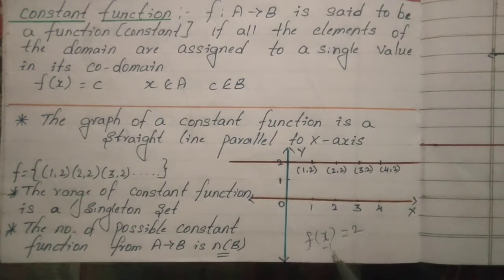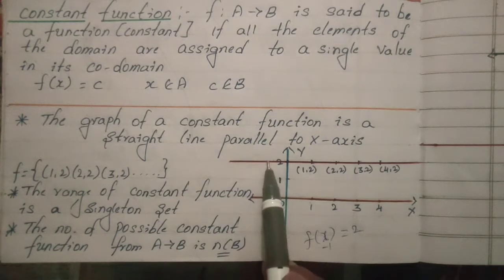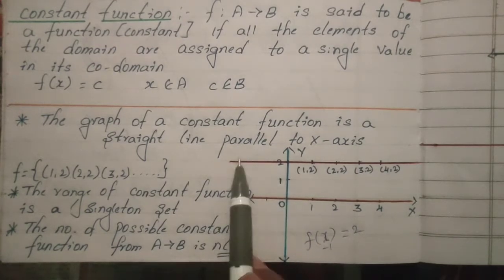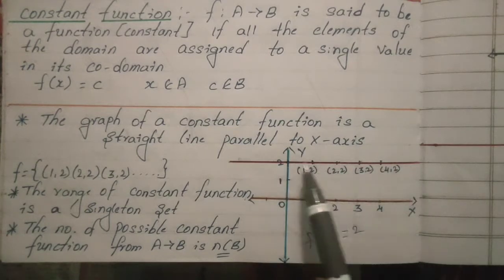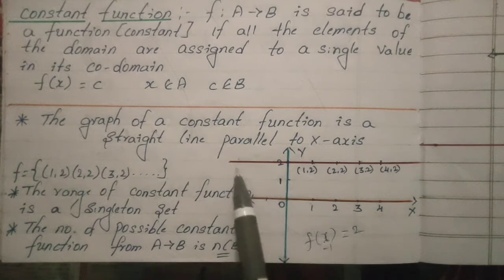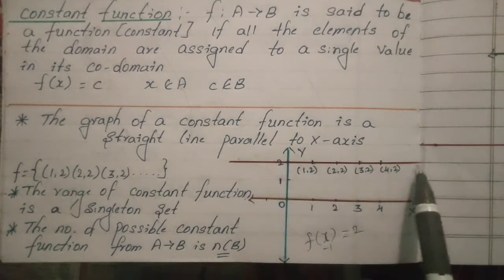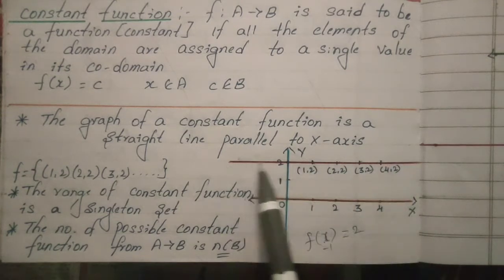minus, if I take minus 1 also, the answer is 2 only. Minus 2 also, the answer is 2. You take any value for the x, the answer is equal to 2. When you join all the points, you will get a line like this.